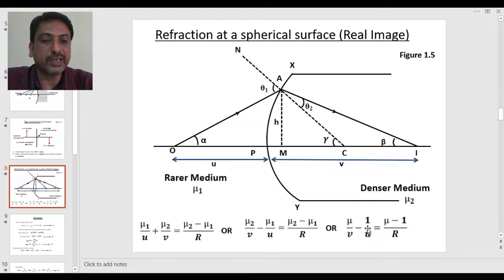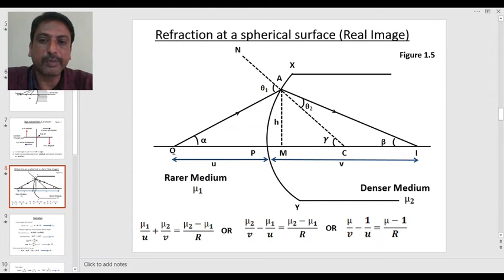And the following relations will show you the formula for refraction. You are not supposed to worry about this. In the next slide, I am going to tell you how to derive an expression for these formulas. First let me describe the ray diagram which I have drawn here. This horizontal line is the common principal axis, and it passes through the pole of this spherical surface as well as the center of curvature.